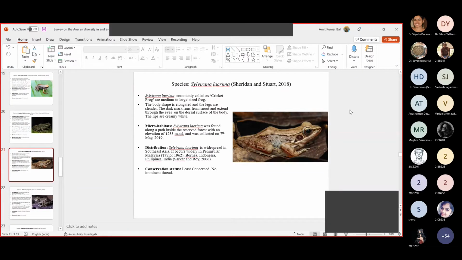We also have the Silvirana lacrima, commonly known as a cricket frog. It is a medium to a large-sized frog. They are widespread in Southeast Asia and occur widely in peninsular Malaysia, Borneo, Indonesia, Philippines, and India.